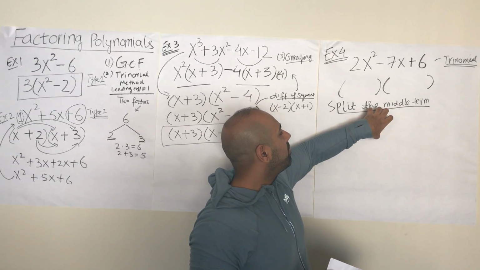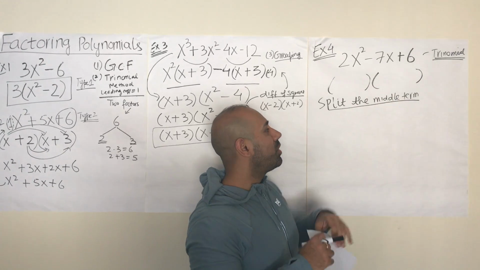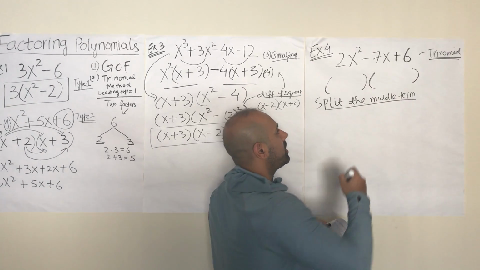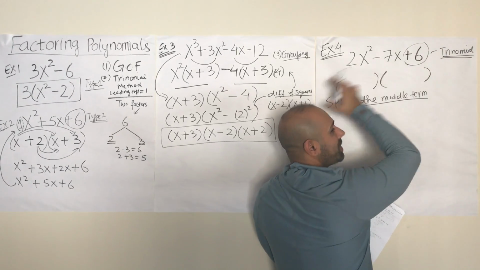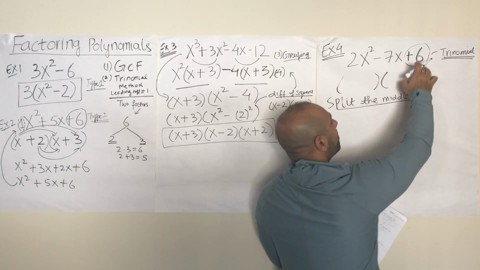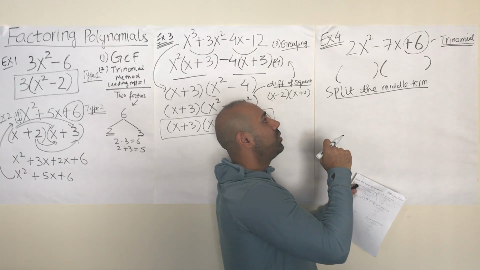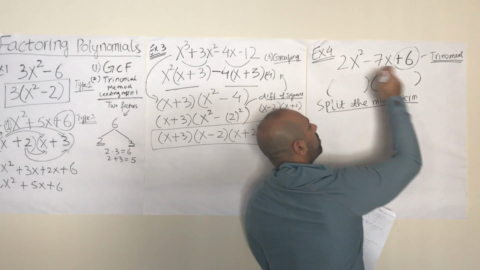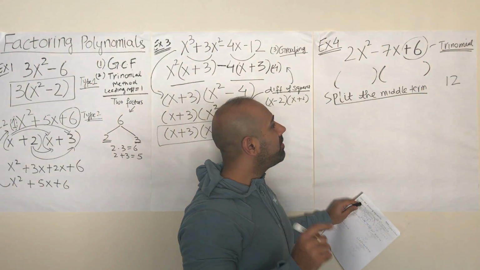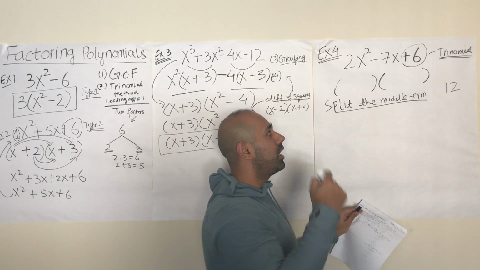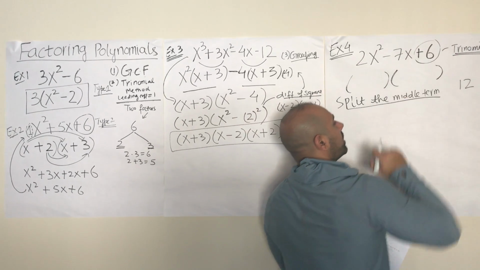So how does the method of splitting the middle term work? As the name of the method suggests, what we do first here is we start by multiplying the constant, which is 6 in this case, as it was in our previous trinomial. We multiply this constant with the leading coefficient. In this case, the leading coefficient is 2. So if you multiply 6 times 2, we get 12. Every time this procedure works, you start by multiplying the leading coefficient with the constant term.